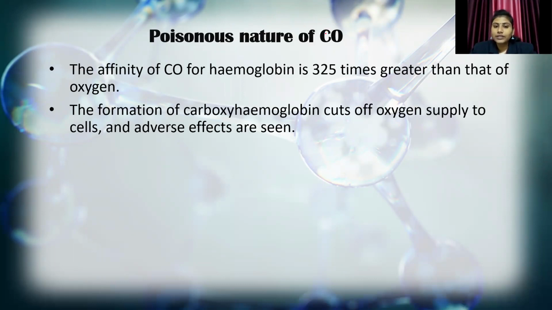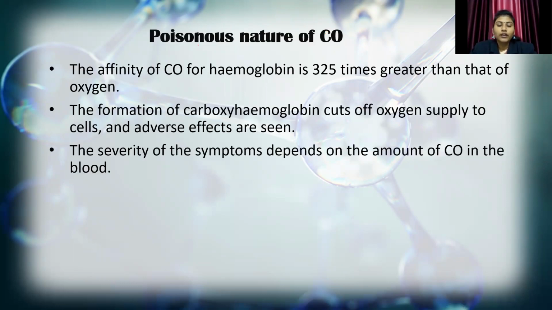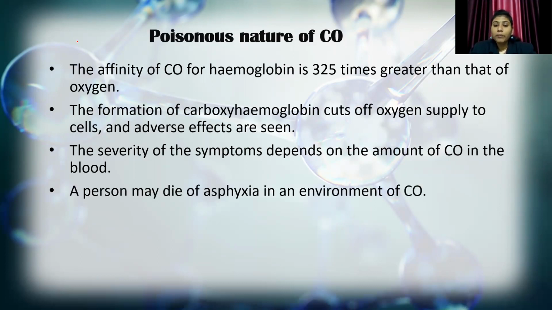You know that our cells need oxygen for respiration and for energy production. The severity of the symptoms depends on the amount of carbon monoxide in the blood, how much carbon monoxide we have inhaled, or how much carbon monoxide is carried to our body parts. According to this amount, the symptoms and the severity will increase. A person may die of asphyxia in an environment of carbon monoxide. If you inhale a large amount of carbon monoxide, a person can die due to the lack of oxygen, or we can say asphyxia.